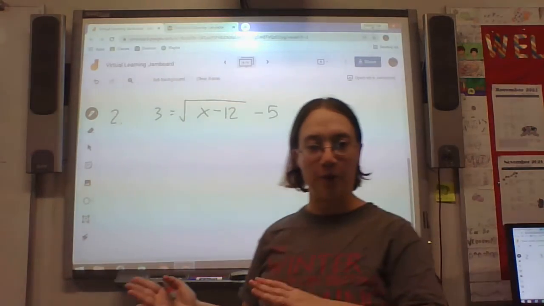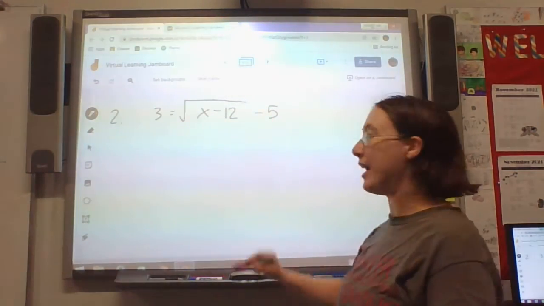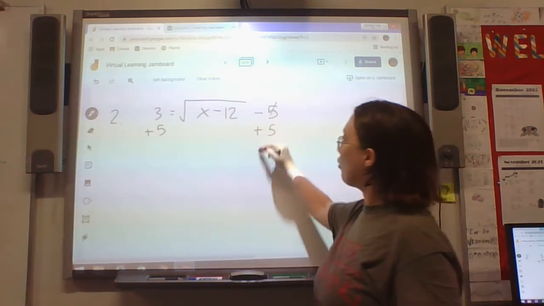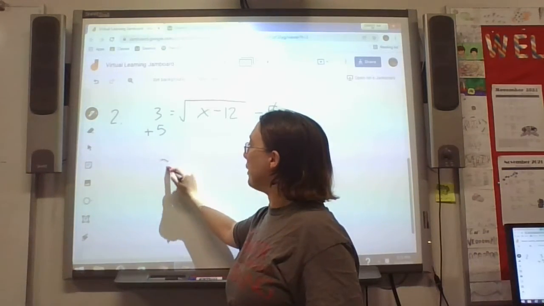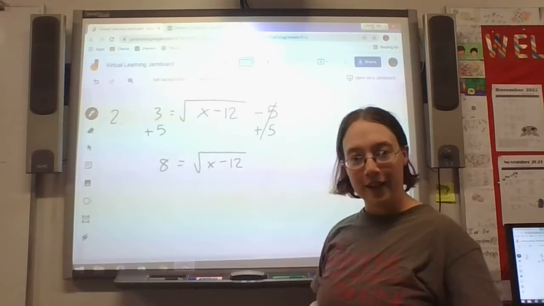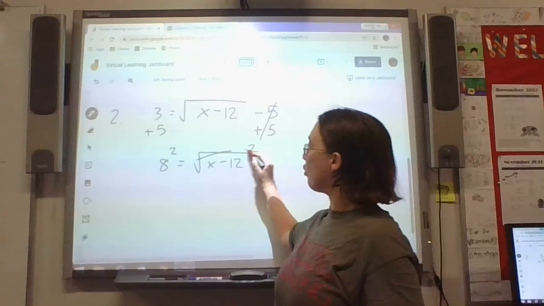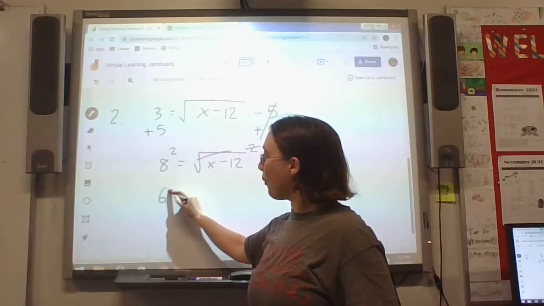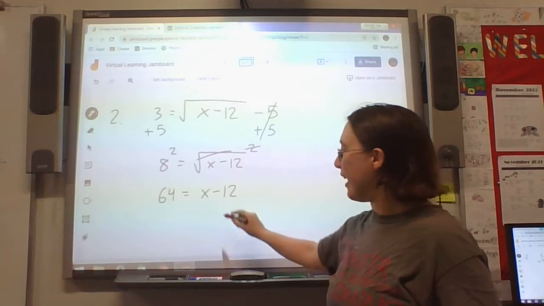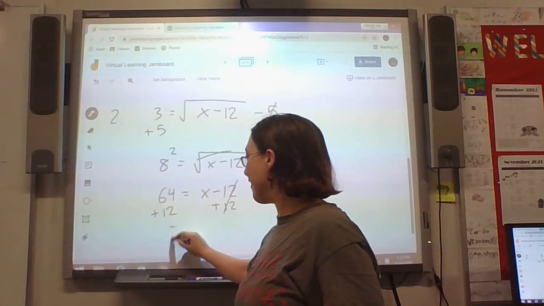Alright. Same sort of thing here, just with one extra step at the beginning. We're going to get rid of that subtracting 5 over there by adding 5. So we're going to add 5. We're going to add 5. These are gone. That gives you an 8. And then we're back to squaring both sides to get rid of your square root. These are gone. 8 squared is 64. And we got x minus 12. And we're going to add 12. We're going to add 12. These are gone. We got 76.